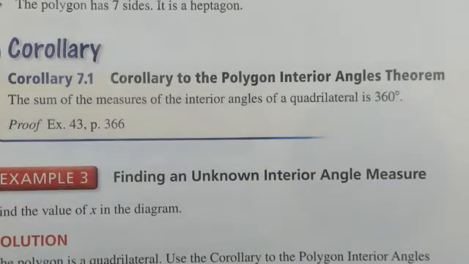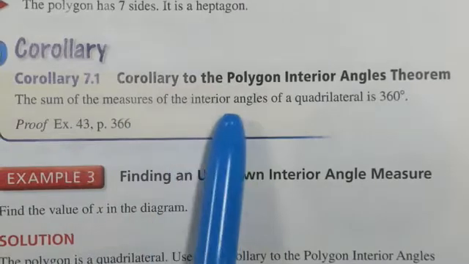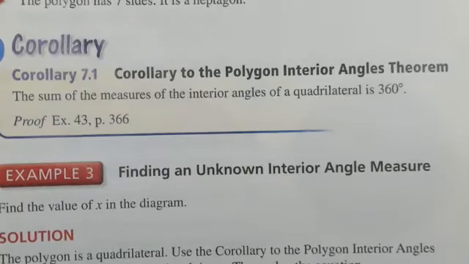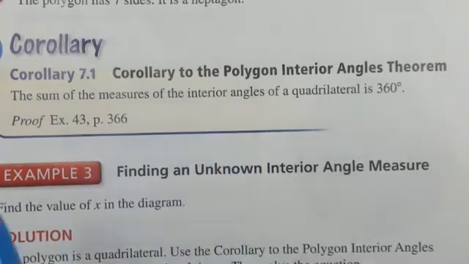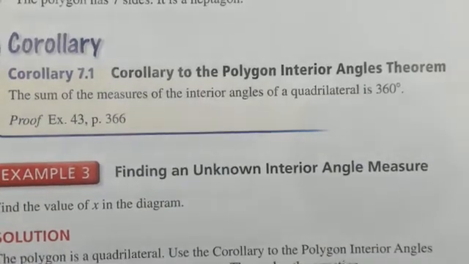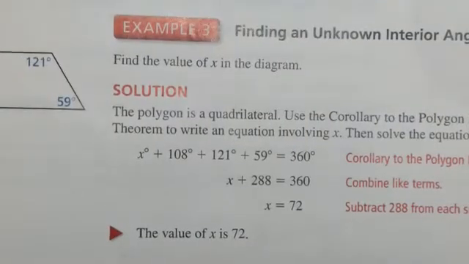Here's corollary 7.1. And to recap, a corollary is like a common sense add-on to a theorem or a postulate. So our common sense add-on says the sum of the measures of the interior angles of a quadrilateral is 360. We already know that. A triangle is 180, and when we add that fourth side, we get 360. So squares, rectangles, any quadrilateral, 360 degrees.